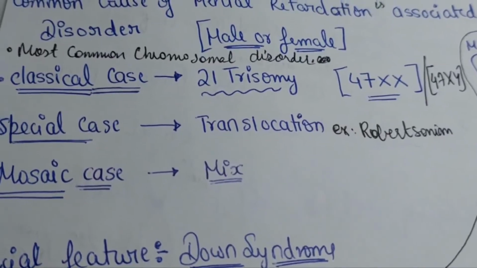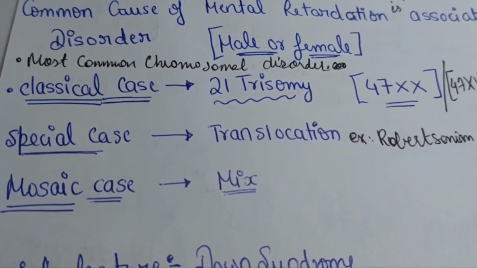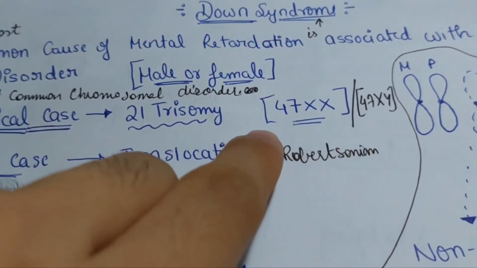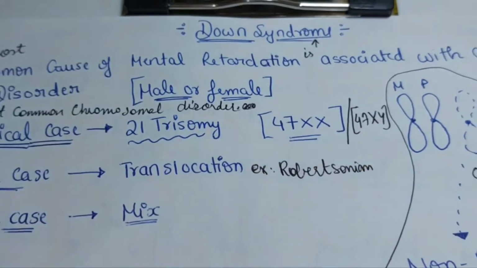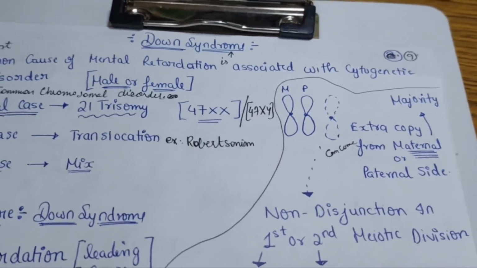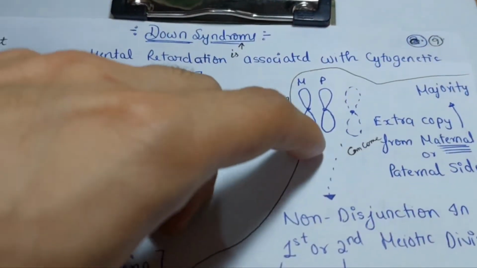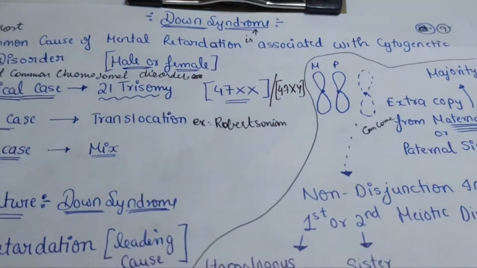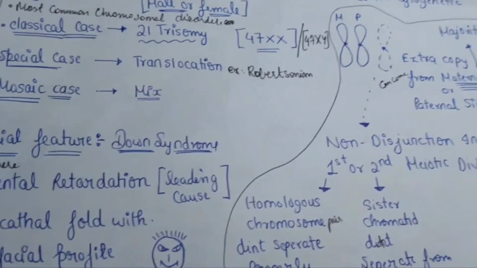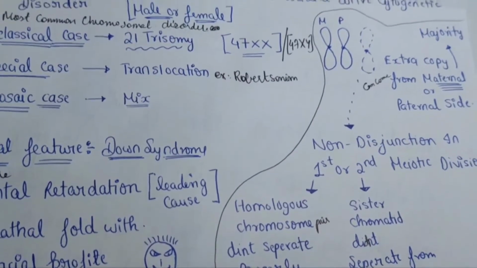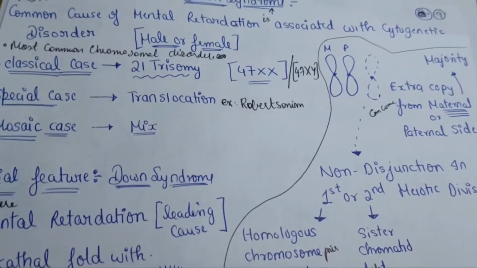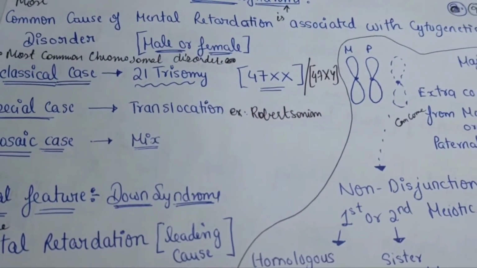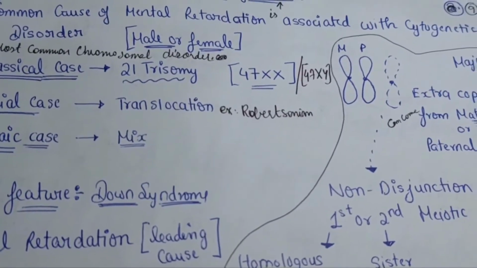What happens in the classical case is that there is trisomy of chromosome number 21, which causes Down syndrome. So the karyotype will be 47, because of one extra chromosome, with XX for a female and XY for a male. The problem is there is an extra copy of the 21st autosome. From where does this extra copy come? This extra copy of the 21st chromosome can come either from the father or from the mother, due to a problem in oogenesis or spermatogenesis, but in the majority of cases it comes from the maternal side.